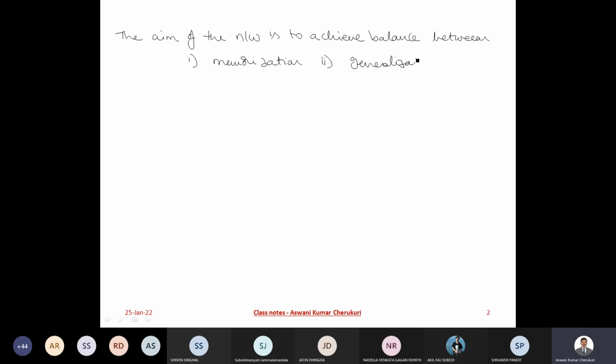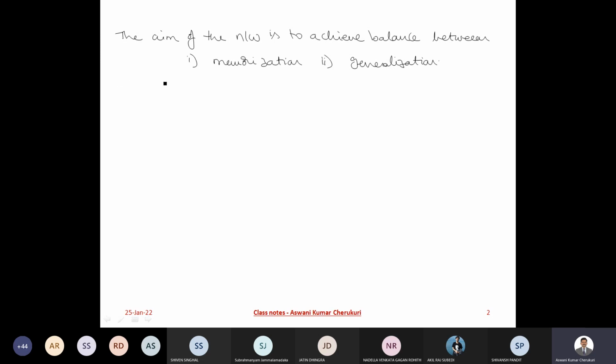So the aim of the backpropagation network is to achieve a balance between two things. Number one, memorization. Number two, generalization. This is the important aim of the backpropagation network.